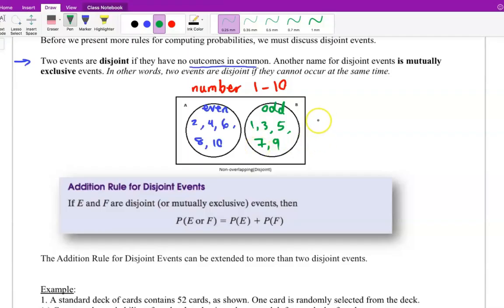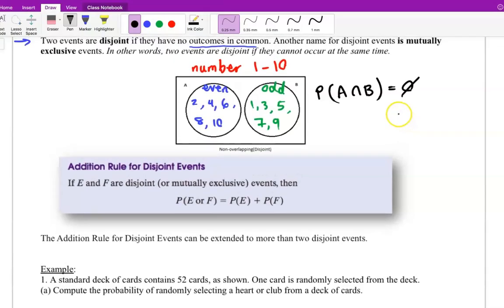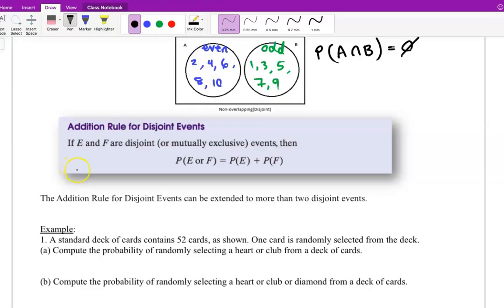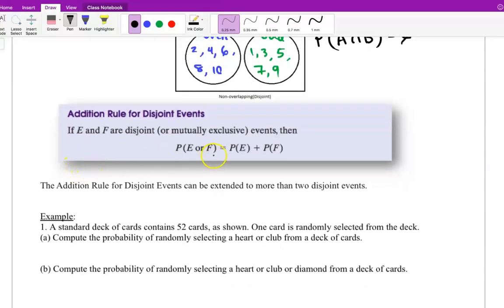As you can see, between A and B we have nothing in common. So we're going to show that with this: probability of A intersection B is the empty set. So in general, this is exactly what they have here.